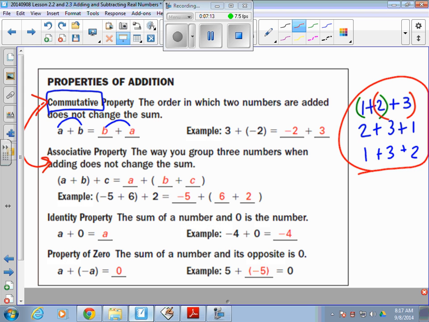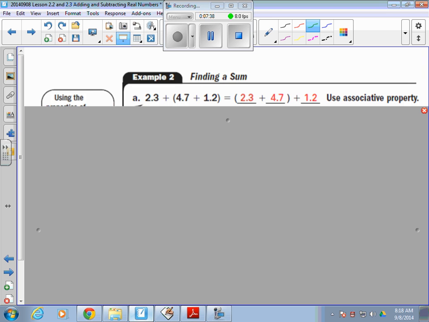This is also the inverse property, which we'll look at more as we get into this semester. The sum of a number and its opposite is 0. So a positive A plus a negative A is 0. Positive 5 plus a negative 5 is 0. So don't get those two confused. If the identity remains unchanged, A stays A, negative 4 stays negative 4, it's the identity property. If the number becomes 0, it's the property of 0.